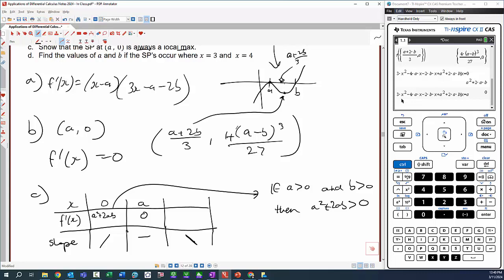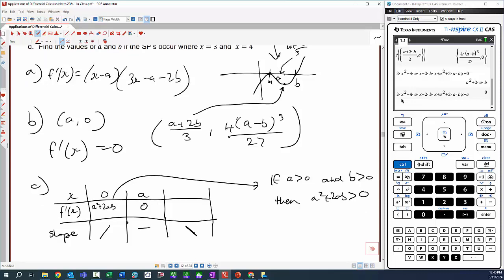Now, if we get the average of those 2 points, it's going to give me a value that sits in the middle. Now you don't have to get the middle point, but this just guarantees that the point that we're using is indeed in the middle. So we're going to go a plus 2b on 3, and then we're going to divide that result by 2. That'll give us the x value of a point between the middle of this stationary point and this stationary point. So let's just do that on the calculator.